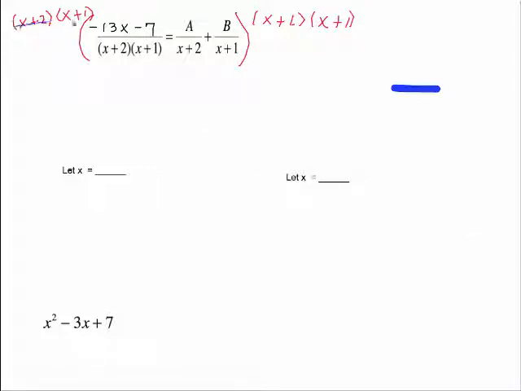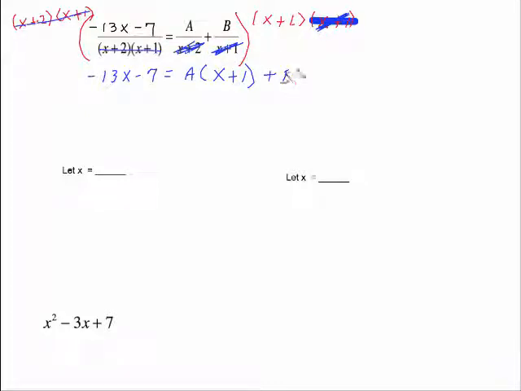And here, that totally cancels with that, and all I have is negative 13x minus 7. Over on this side, when I multiply by this, x plus 2 is going to cancel with that x plus 2. So that's gone. And all I have is a times x plus 1. And when I move this over here, and I'm canceling the x plus 1's, what's left is b times x plus 2. So that is my equation, and I'm ready to let x equal whatever I want to make the arithmetic easy.